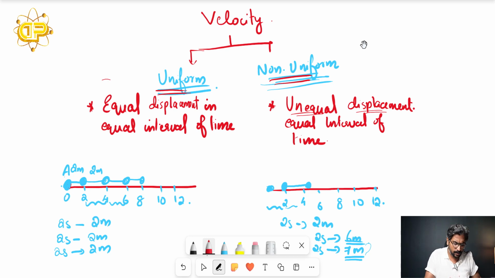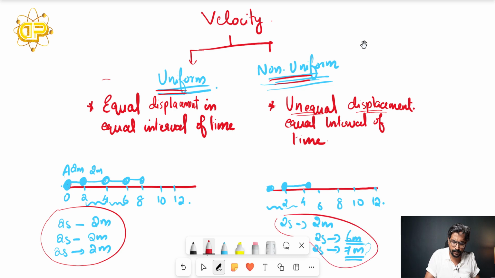Here also the example will be the same. In the first example, the body has displaced from this position to this position in 2 meters, and in the next 2 meters it has moved to this position. Here also, the displacement, or change in position, is the same throughout in the given interval of 2 seconds.